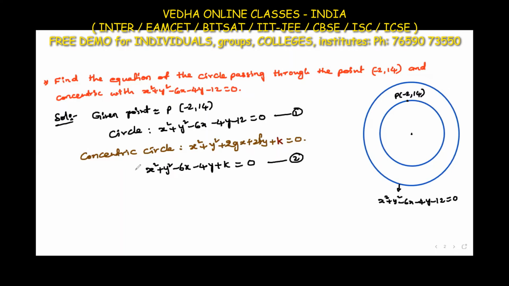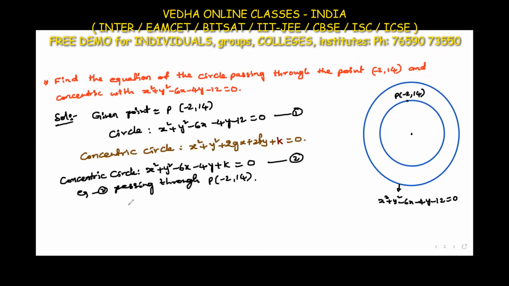This is equation 2, the concentric circle equation. This concentric circle is passing through -2 comma 14. Equation 2 is passing through the point P of -2 comma 14.